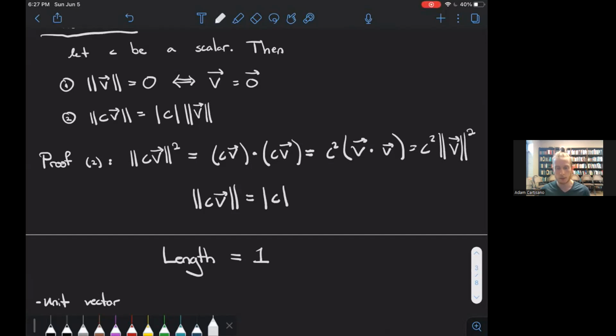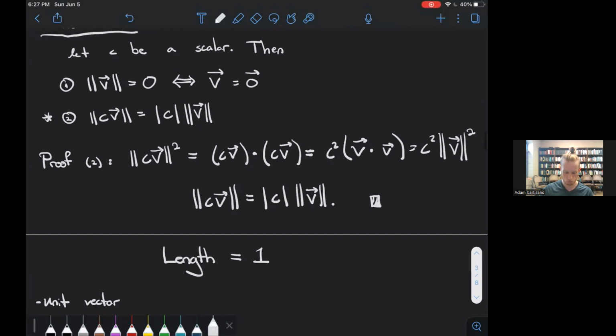Absolute value of C, because the square root of something squared is literally its absolute value. And then we take that and multiply by the norm of V. Not squared, we took the square root, right? That's it. This is what we were trying to prove, number 2, right? So we had to do some algebra and then apply facts about the behavior of the dot product in order to finish proving this theorem, okay?